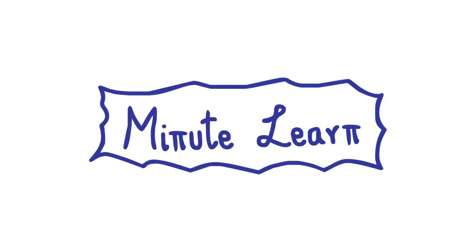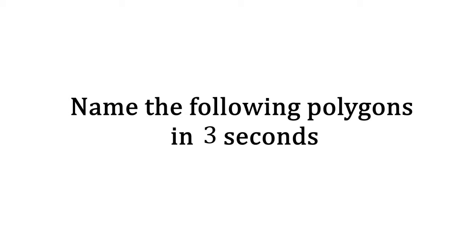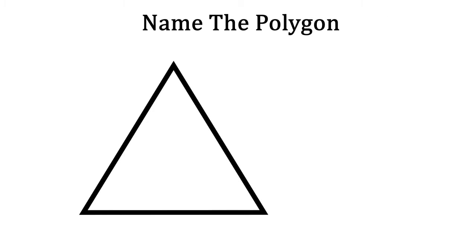Let's have a quick test. You have 3 seconds to name the following polygons. So let's begin in 3, 2, 1. It's a triangle.